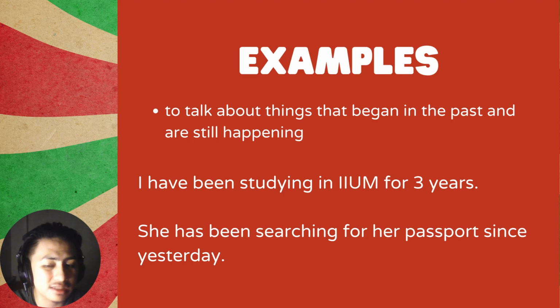And then the next example is when someone asks you, what is she doing? And you respond with, she has been searching for her passport since yesterday. So basically, you are giving information about her, and that information started occurring since yesterday. So that information began in the past and is still happening at the time when you answered the question.